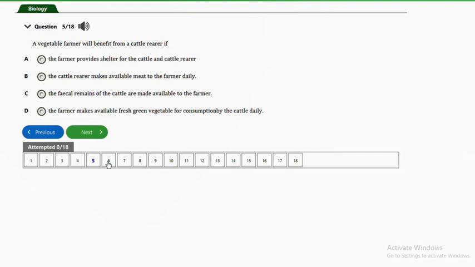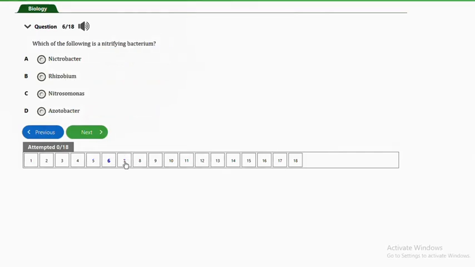The fecal remains of the cattle are made available to the farmer. If the fecal remains of the cattle are made available, the farmer can use this as an organic manure and hence help to enrich the soil and grow his vegetables. So this is the correct answer to this question, and that's option C. So let's look at the next question, guys.